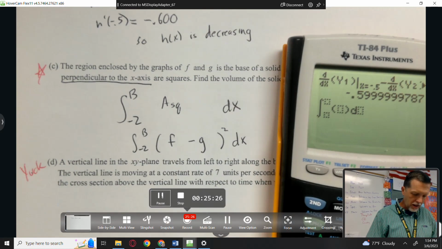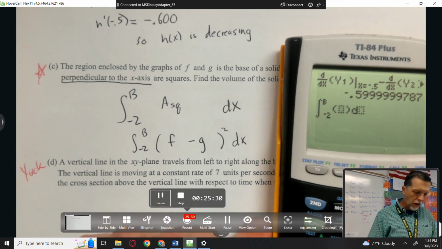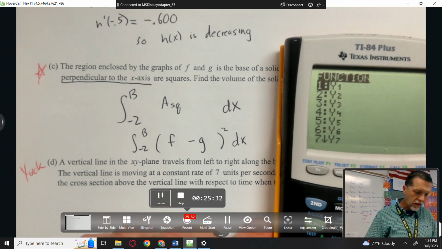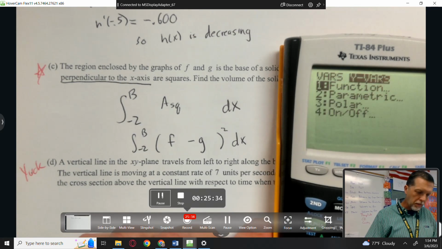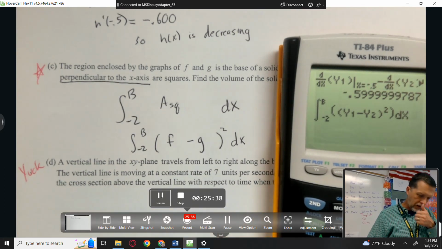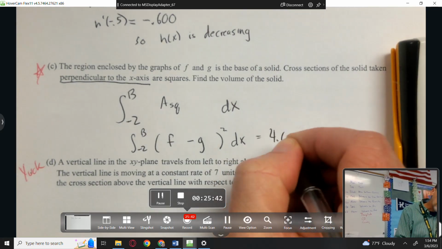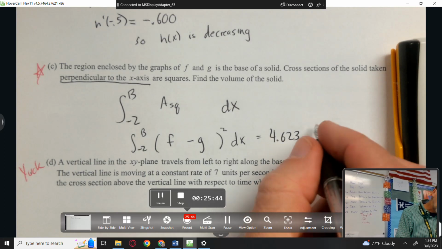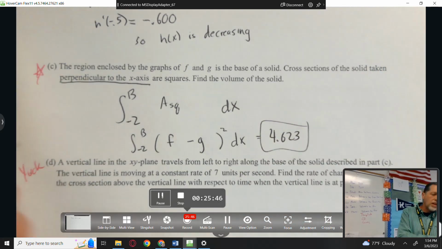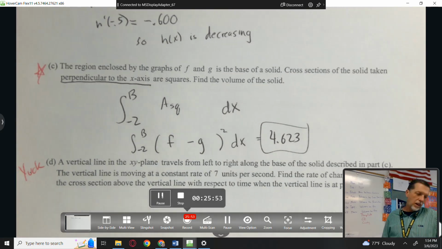Math 9, negative 2 to b. Oh, careful with parentheses. y1 minus y2 squared dx. 4.623. Yes, anybody else get that? Okay. And then part D.